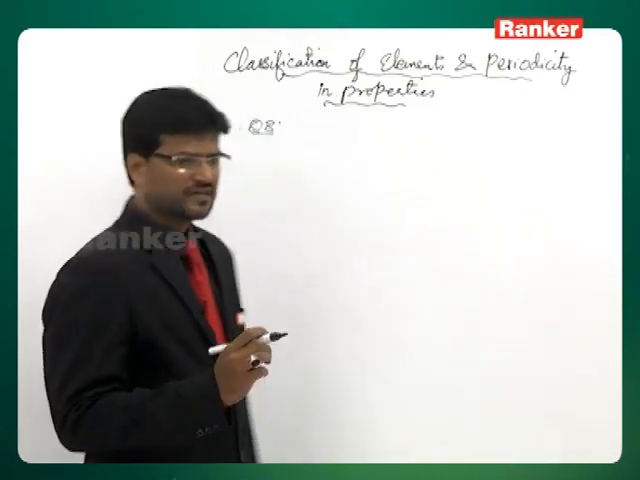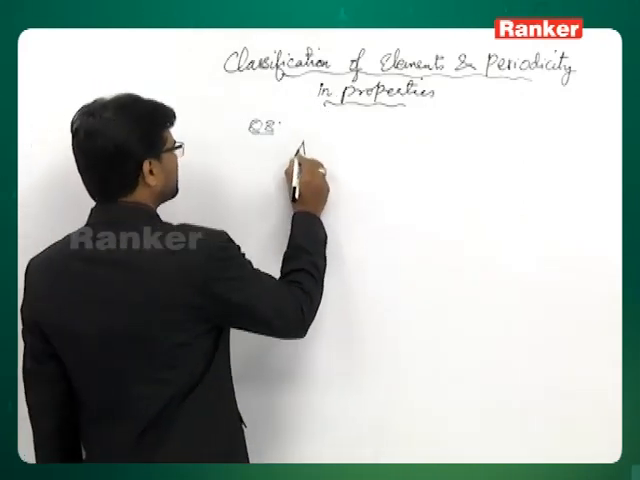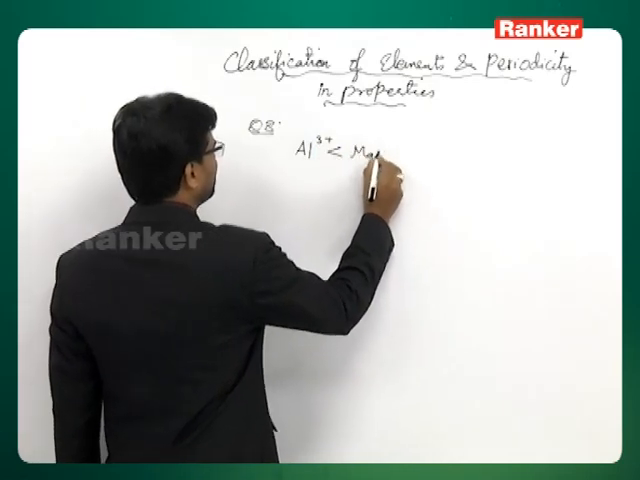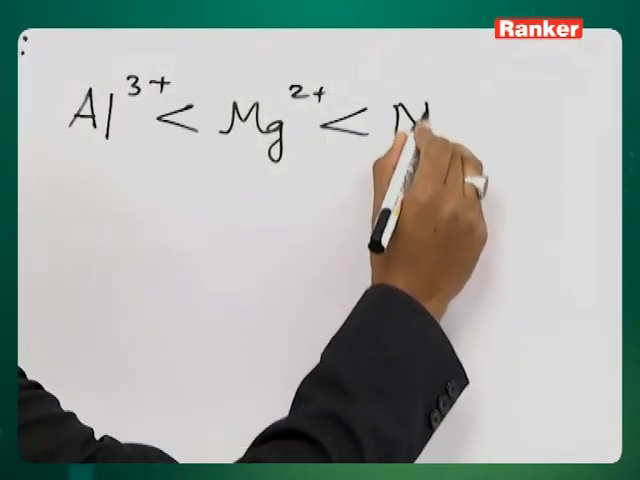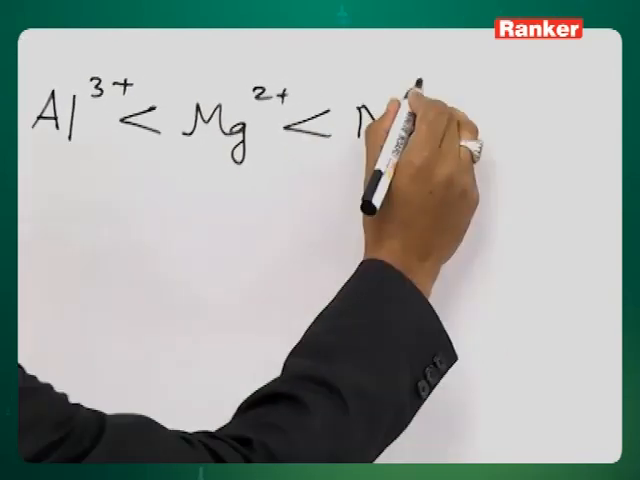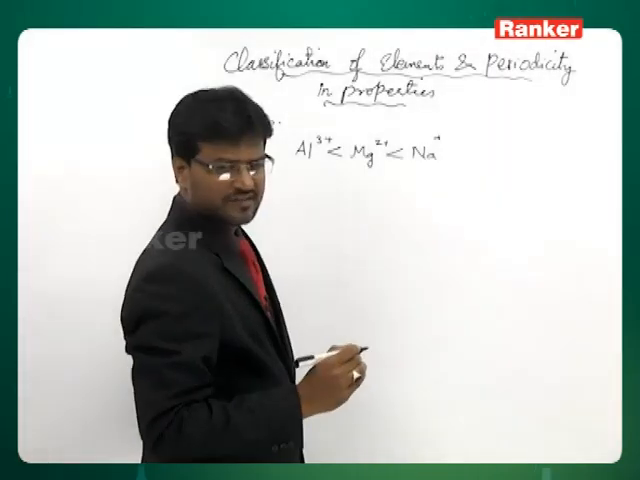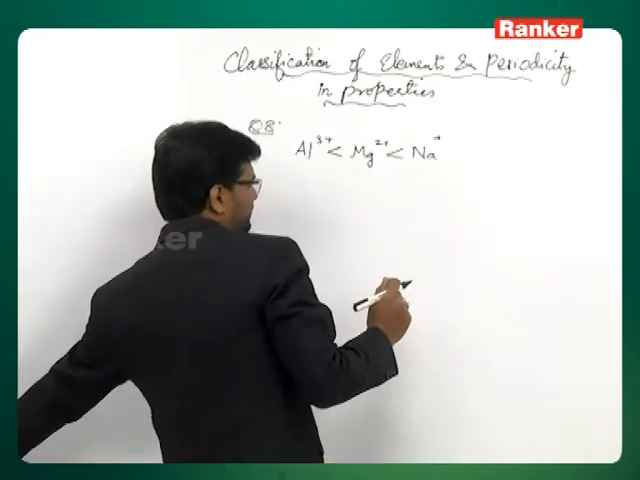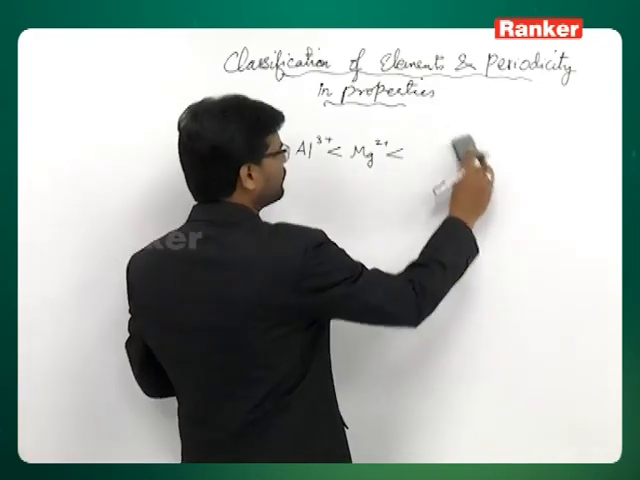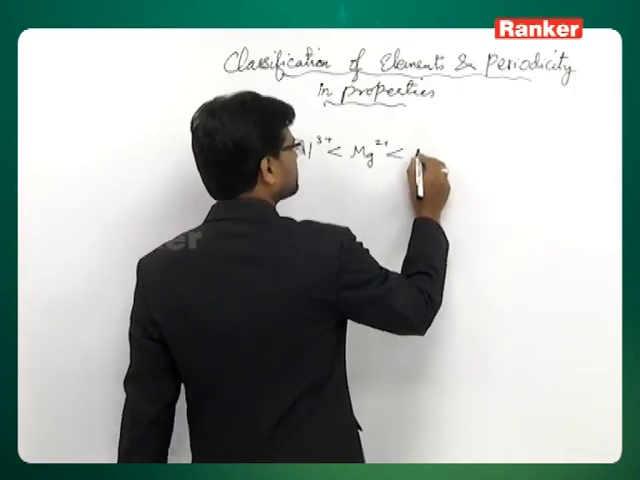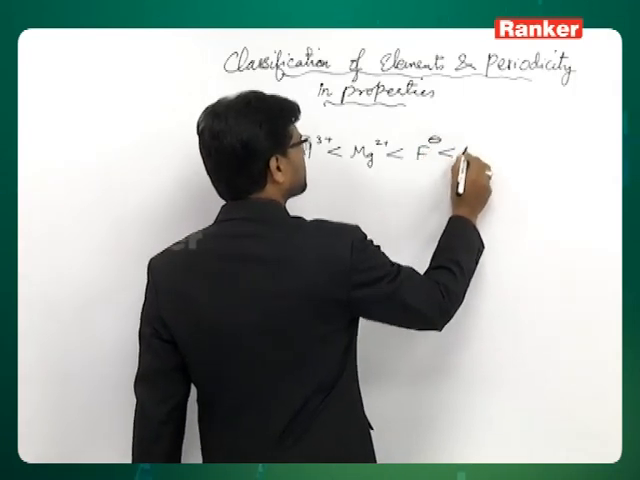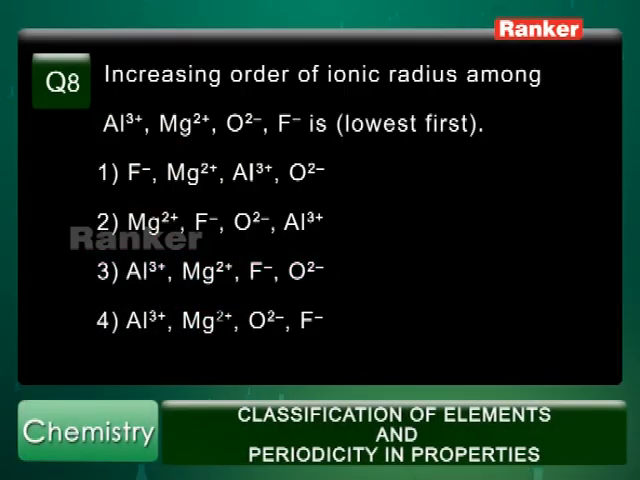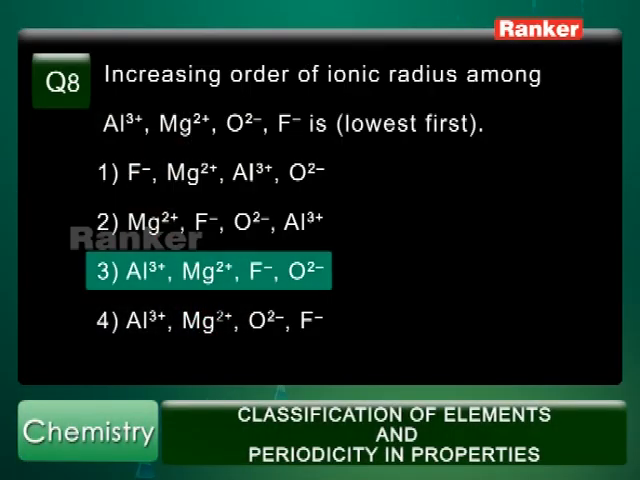As the positive charge increases, size decreases, or I can put it like this: as the negative charge increases, size increases. So the correct order of sizes: Al3+ will be the smallest among them, then comes Mg2+, then comes F-, and O2-. The largest is O2-. Therefore, from the options you can say the correct answer is third option.